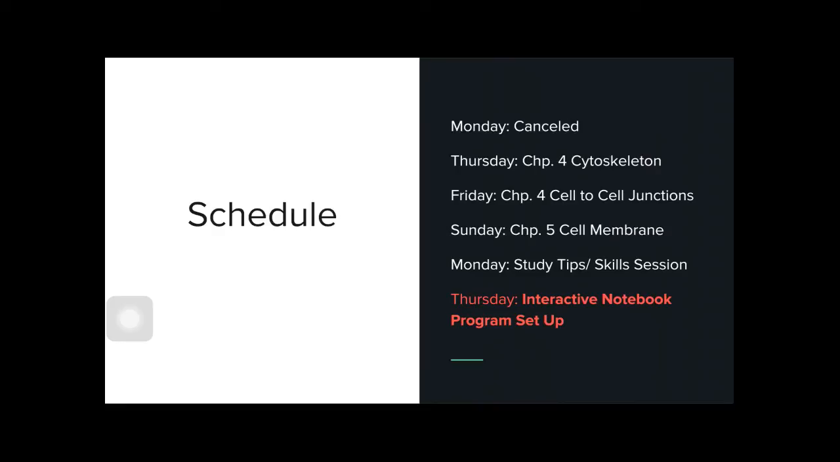Monday, I'm doing a study tips, study skills session. And then that Thursday, not this upcoming Thursday, but the week after that, I'll show you guys how to set up your interactive notebook for the ones of you who want to do it. So Monday, I'll explain what the interactive notebook is and what the whole program is, and then Thursday, we'll actually set the whole thing up. This Monday? No. When did I say? Next week. Not this week, but next week on Monday. Oh, Monday, yeah, sorry. I thought we were talking about something else. All right, Thursday. Yay. I had coffee today. So we'll see how that goes.